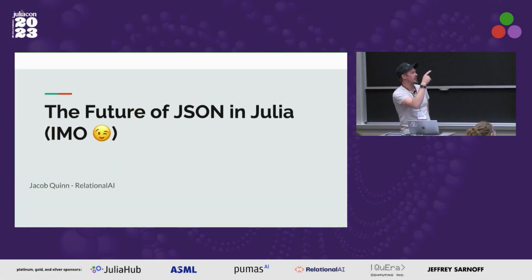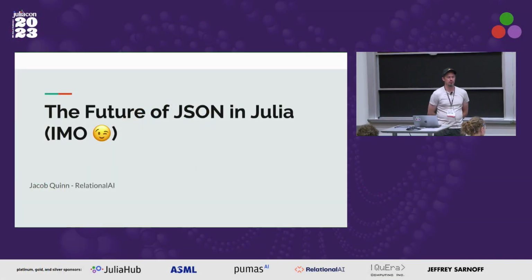I'm Jacob Quinn. I work at Relational AI. We're building a cool cloud-native database in Julia, and it's a lot of fun. We have to figure out a lot of crazy details about how to deploy Julia and make it fast and have a good web stack and lots of stuff.